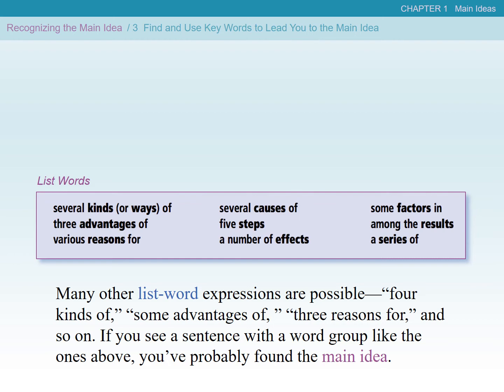So many other list word expressions are possible. As I said, 4 kinds of, some advantages of, 3 reasons for. They have the number words and the plural nouns, and they can be modified in different ways depending on the context.